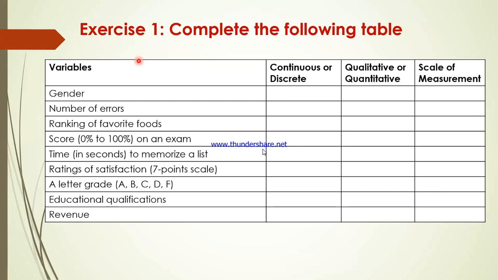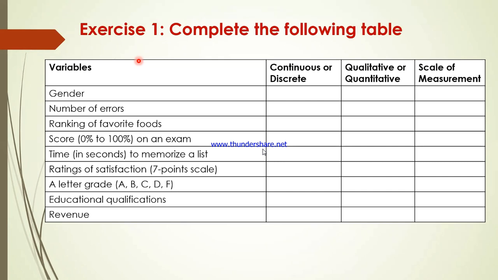Right. Then ranking of favorite foods. It is a variable. When we visit hotels or restaurants, they provide some questionnaire and ask us to rank our favorite foods. If we give biryani the first rank, then fried rice goes second. Similarly, we are ranking.